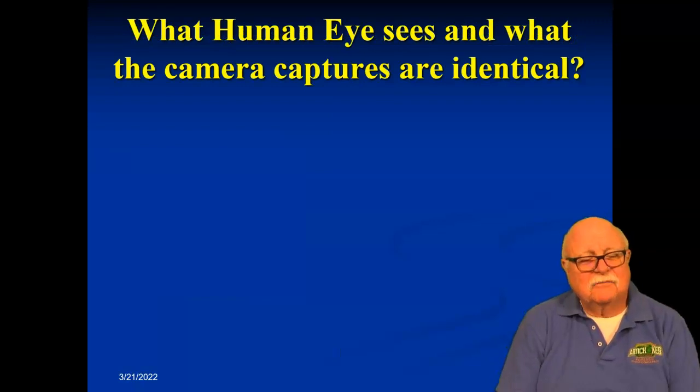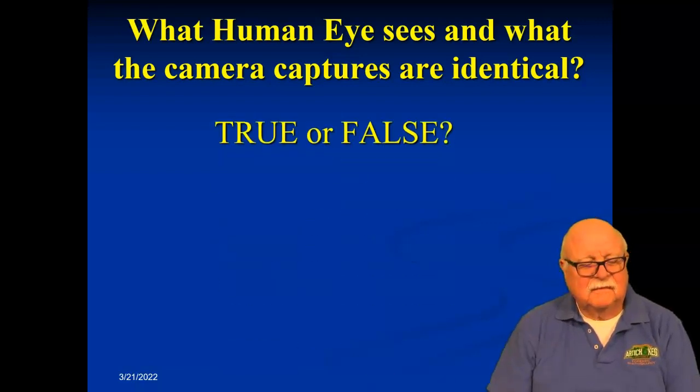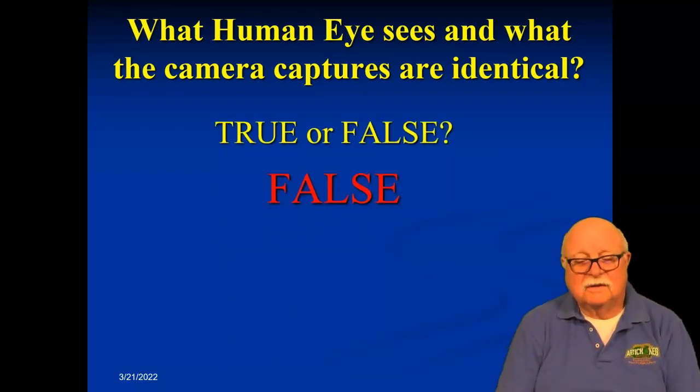What the human eye and what the camera captures are identical. Is this a true or a false statement? It is a false statement. Our eyes are both our best friends and our worst enemy. The eye is correct for whatever situation we find ourselves in, and the camera is not capable of doing that.